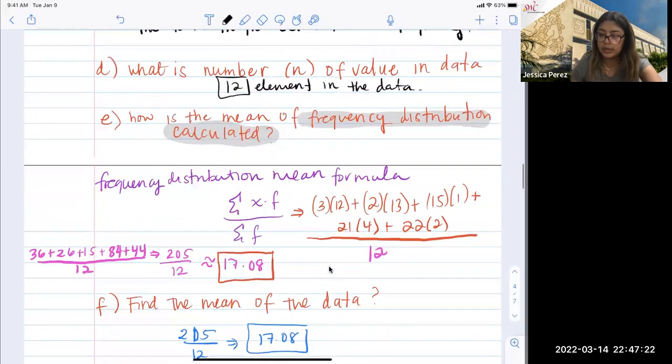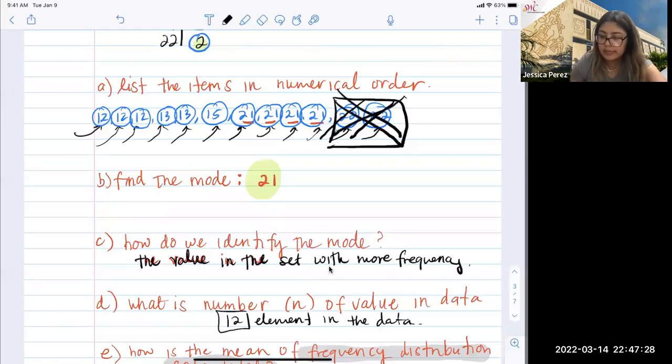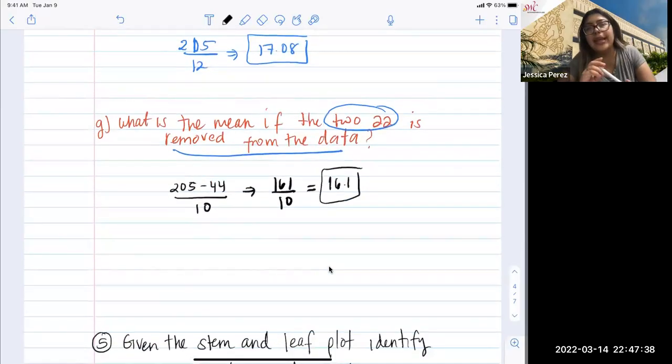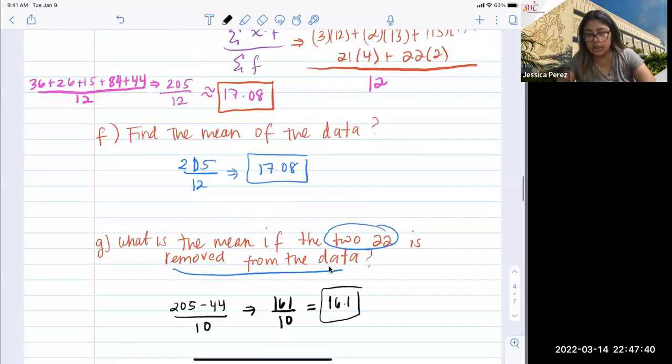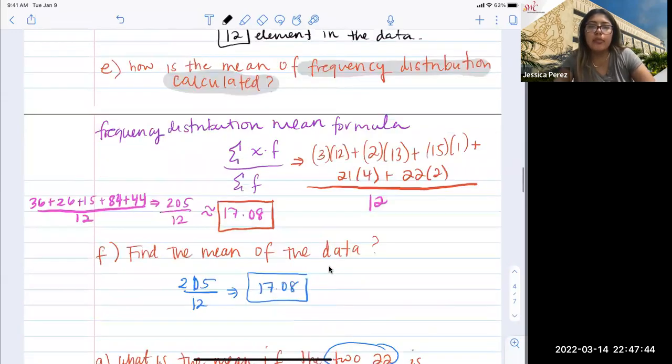So basically you would be removing these two completely, they're out of the picture. So you have to count them: 1, 2, 3, 4, 5, 6, 7, 8, 9, 10. 10 would now be your new n, your new data set. Okay. And that is it for question number 4. Okay. Moving on.